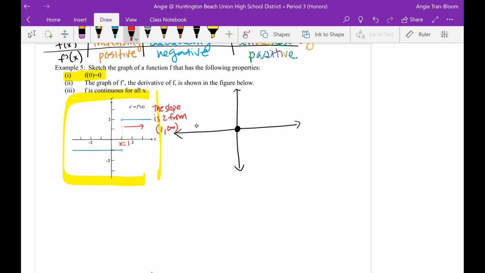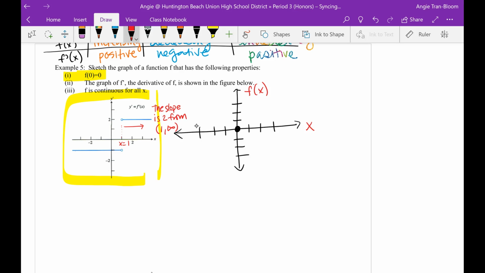How does that affect your f of x function? Let's go and label this. You have to label because I don't know what you're trying to graph, okay? Just like the previous example, we were graphing f prime, now we're going backwards. We are trying to graph f of x. So where is 1? Okay, let's make some tick marks. 1, 2, 3, 1, 2, 3. Well, it says the slope from 1 and on is 2.